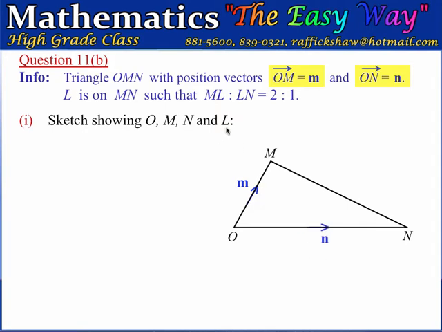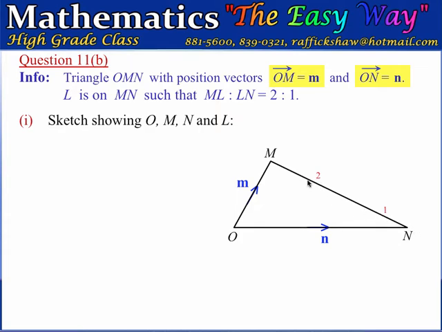Now we need to show the position of the point L, and as I said, we're told that L is on the line MN. L is on this line and is such that ML to LN is 2 to 1. Therefore, L divides the line MN in the ratio 2 to 1. And to correctly show the position of L, what we can do is show the ratio on the line first. And so the line will be divided such that the ratio is 2 parts to 1 part.